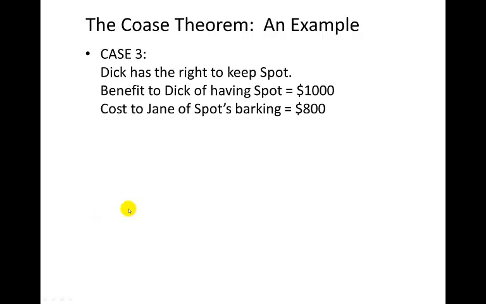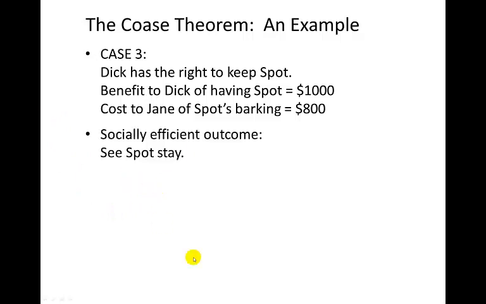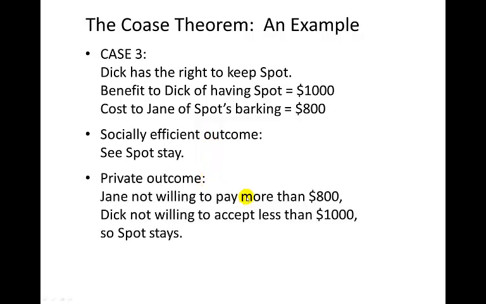All right, what if we switch this around just a little bit, back to a situation similar to the first one. Dick has the right to keep his dog, but now Dick really loves Spot. Maybe Spot learned how to fetch, so now the benefit to Dick of having Spot is $1,000, and the cost to Jane of hearing Spot's barking is $800. So the socially efficient outcome is now for the dog to stay. Jane's not willing to pay more than $800, and Dick is not willing to accept less than $1,000, so the dog stays. Here again, the private outcome is the same as the efficient outcome.